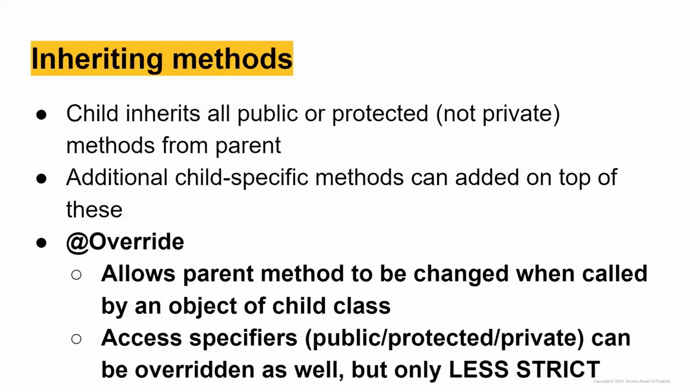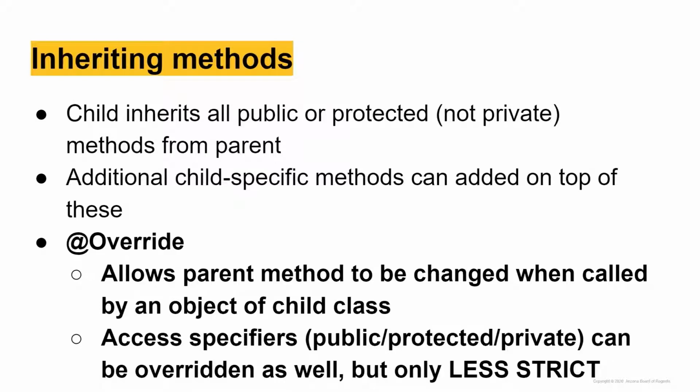We're going to talk about inheriting methods. So the child inherits all public or protected, but remember, not private, methods from the parent. However, we can make additional child-specific methods. We can also change the methods that already exist in the parent, but just for this specific class. It won't change the actual methods in the actual parent class.